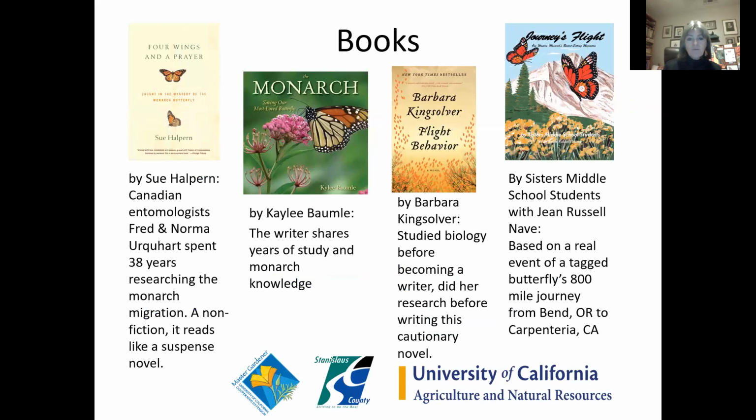Here are some really good books. The one that you see first, Four Wings and a Prayer by Sue Halpern, is an entomologist, and they've done some research on the monarch migration. The second book, Kaylee Baumley, she did a really nice little resource book all about the monarch. It talks about their life cycle and milkweed and all that.